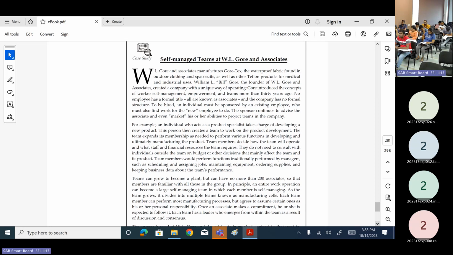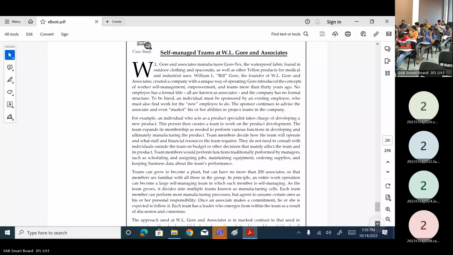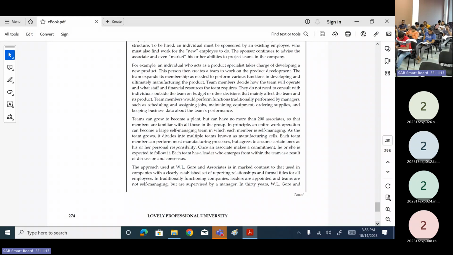Team members would perform functions traditionally performed by managers, such as scheduling and assigning jobs, maintaining equipment, ordering supplies, and keeping business data about the team's performance. That's what I mentioned, no? We can't totally abolish the traditional ways. While continuing them, we have to introduce new things in a parallel way, in a balanced way. Innovation and creativity should not be misunderstood. There's an evolution in the traditions.